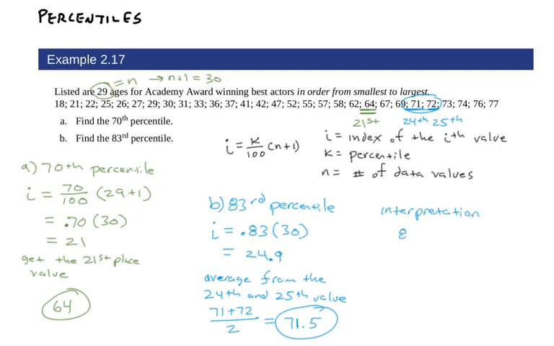Let's interpret what this actually means. If we want the 83rd percentile, that means we're looking for the cutoff where we have the bottom 83%, and that cutoff is a score of 71.5, or an age, I'm sorry, of 71.5.